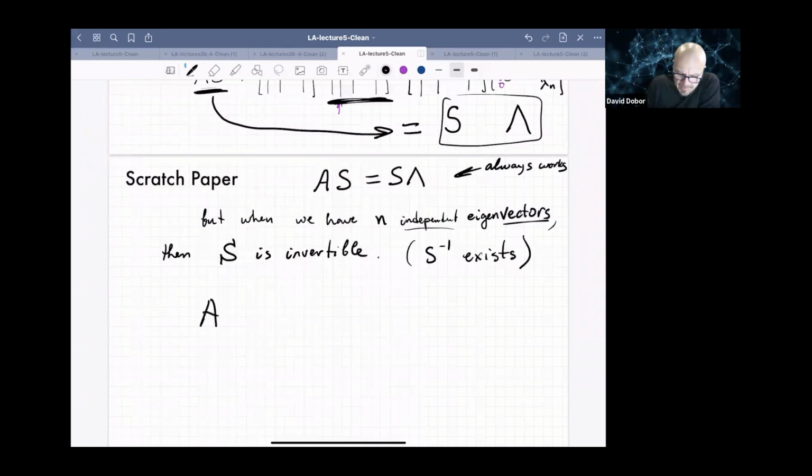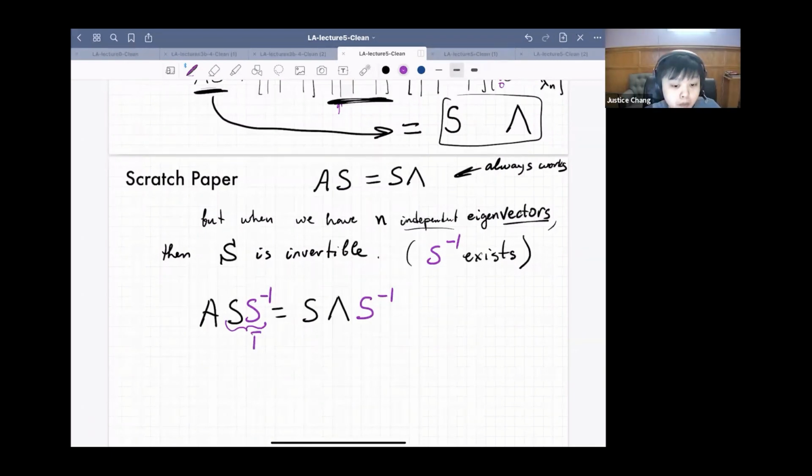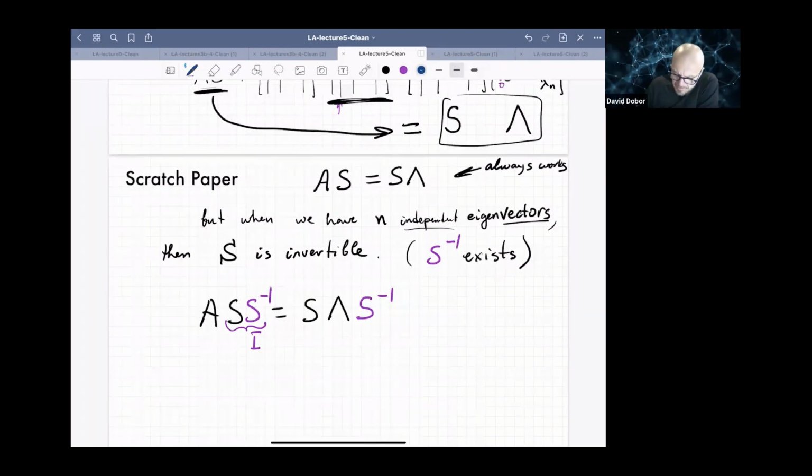So I have AS equals S lambda. Let's call this inverse and make this purple. S inverse exists, so I'm going to multiply both sides from this side by S inverse. What do I end up with here? The identity matrix. So do you see that then what we have is a special decomposition of A?